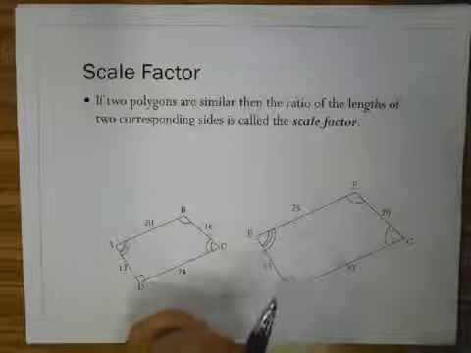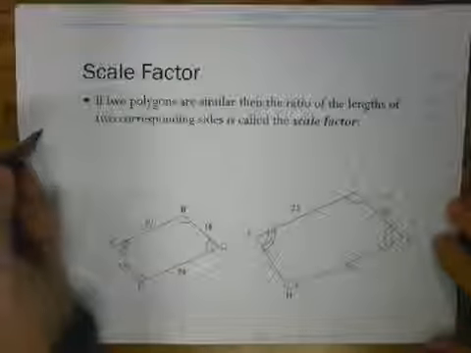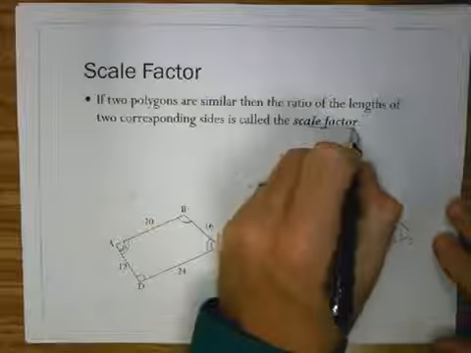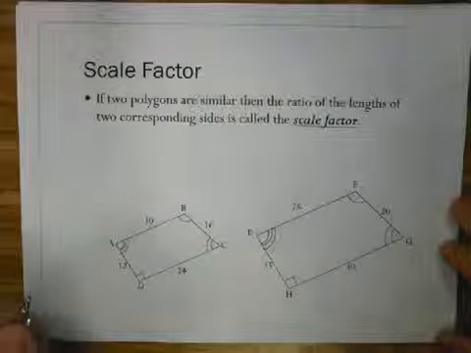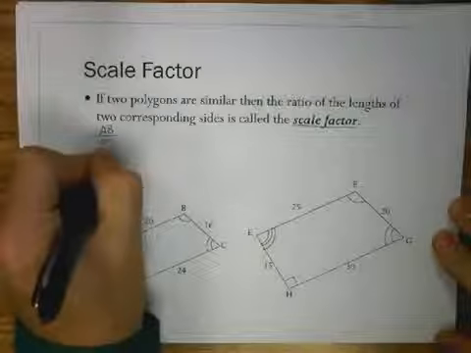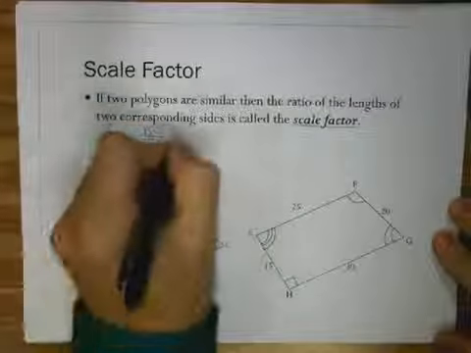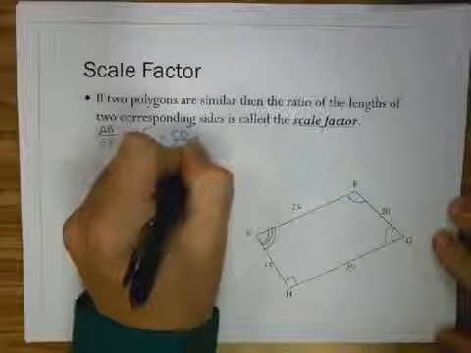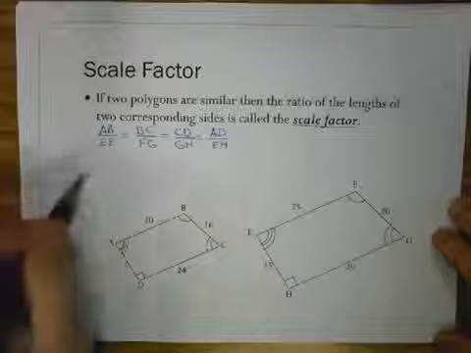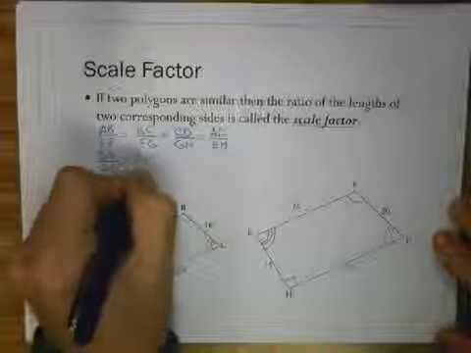So I've kept the same labeling, ABCD, EFGH. Angles may be marked a little different, but let's keep those same ideas. So now we're looking at those side lengths being proportional, and if two polygons are similar, then the ratio of the lengths of the two corresponding sides is called the scale factor. This is going to be a big term for us. So let's copy what we just had. We had AB to EF, BC to FG, CD to GH, and AD to EH.